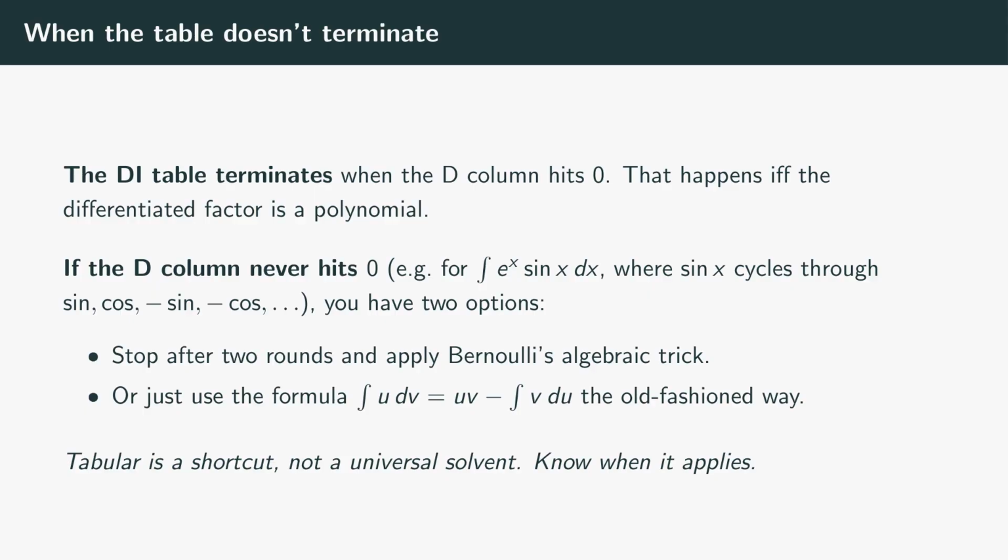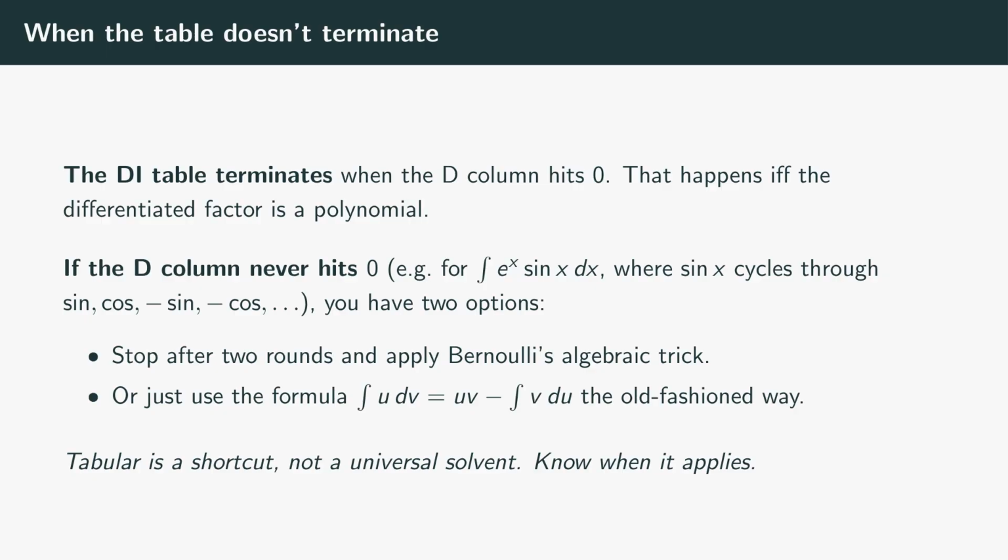A brief warning. The tabular method only works when the D column eventually hits 0, which means the thing in the D column has to be a polynomial. Polynomials differentiate down to 0 in finitely many steps. Exponentials and trig functions never do. So if you try to apply tabular to the integral of e^x sin x dx, you'd be in trouble. Sin x differentiates to cos x, to minus sin x, to minus cos x, to sin x again, a 4 cycle that repeats forever. The table would run forever and never terminate.